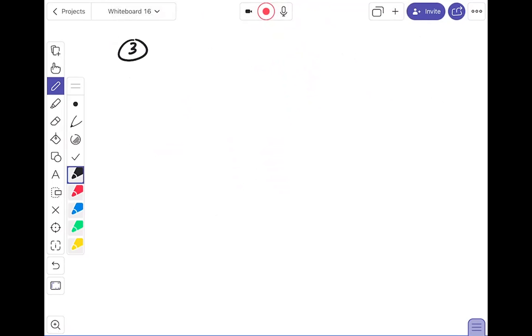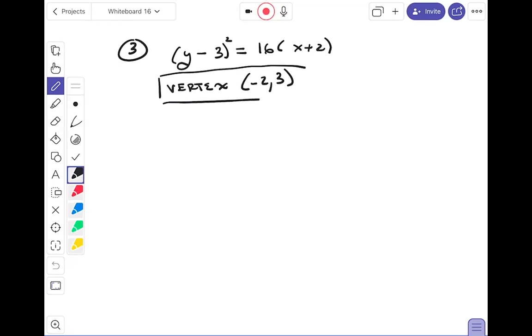Number 3 says find the vertex and axis of symmetry of the parabola whose equation is given. Let's write this over here. So what do you get? (y minus 3) squared equals 16(x plus 2). I'm going to remind you that we had certain forms, and this is in the proper form. Looking at it, I could certainly write the vertex down. What's the vertex going to be? Minus 2 comma 3. Again, that's the vertex.